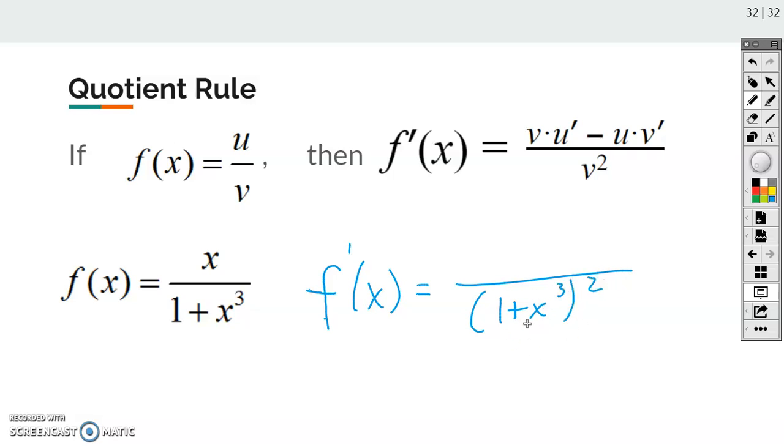I don't have to actually multiply it out. I just have to write it as 1 plus x cubed squared and then put that 1 plus x cubed on the top. That's how I remember that v comes first. I do v squared on the bottom and then I put v on the top before I do anything else.